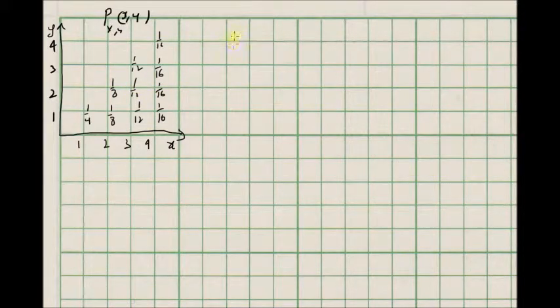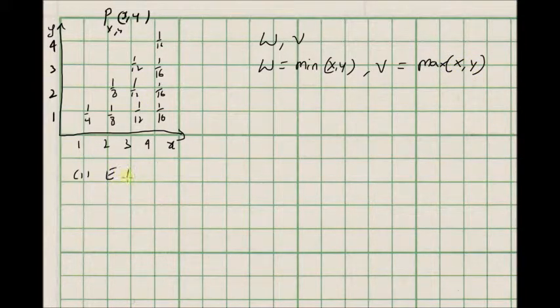Now our goal is to find different statistics of the two random variables w and v, where w is defined as minimum of x comma y, and v is defined as max of x comma y. So the first goal is to find the expectation of the random variable w. By definition, the expectation of any random variable is given by the summation over all values of this random variable, of the product of w and the probability mass function of w. So this is the definition of an expectation of any random variable.